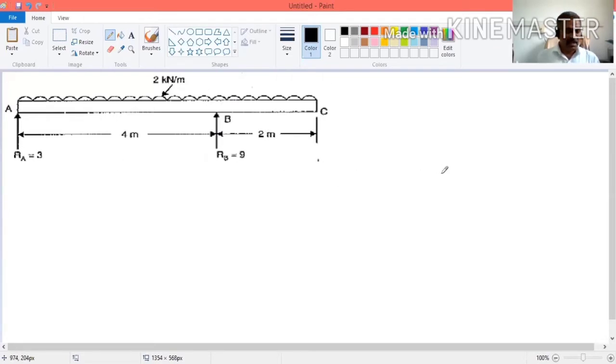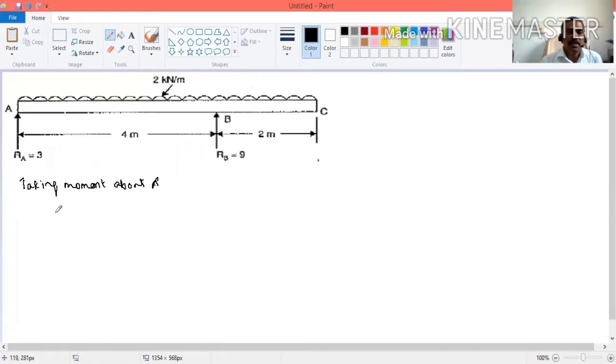Now let us see how to solve this problem. As usual, in this problem also, you have to find the reactions at A and B. For that, you take moment about A. Taking moment about A, the RB will create a counterclockwise moment, and this uniformly distributed load will create a clockwise moment.